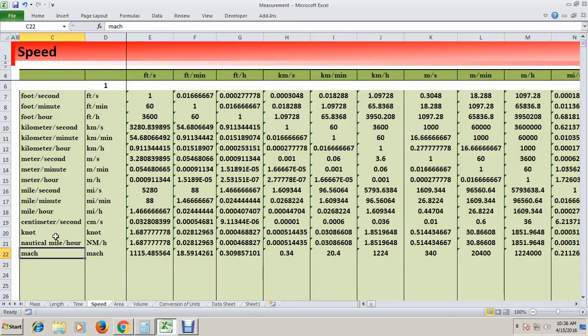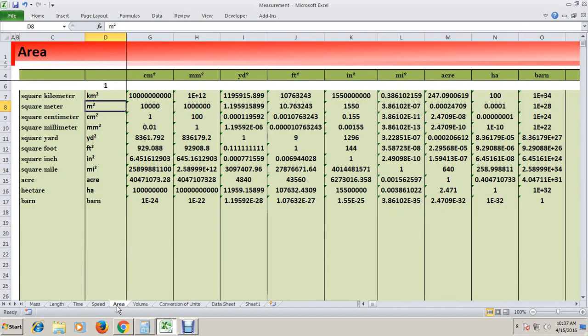The knot here, as you see on the screen, is a measure of the speed of water vehicles, especially jet boats or high-speed cruises, submarines. So when we specify how fast these vehicles are moving, we usually hear it in terms of knots. So for example, they are moving at 40 knots and so on.